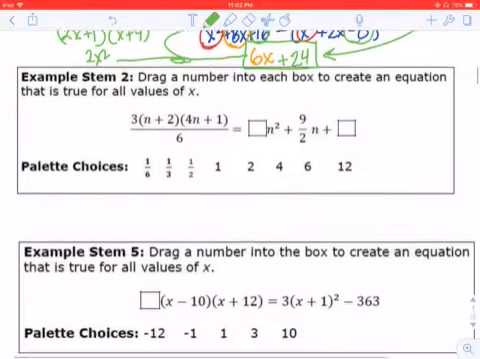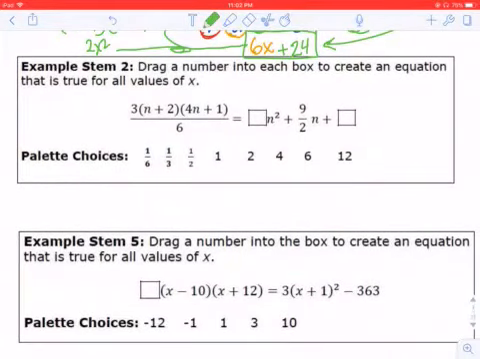have 2 more rows. So it says drag a number into each box to create an equation that's true for all values of x. So what I see here is a polynomial on top, which looks like the box, and then a divide by 6 at the end. So I'm going to use this part for the box here.